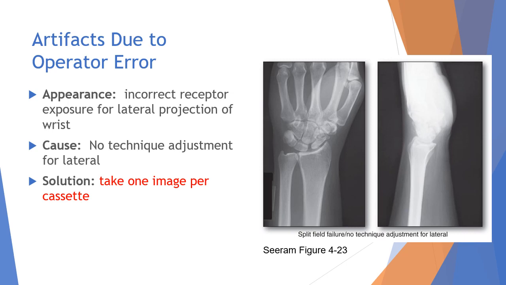The incorrect receptor exposure for lateral projection of the wrist. So the PA projection was performed correctly, but they used one imaging cassette to perform both images. The technique wasn't changed for the lateral. So one correction could be to correct your exposure, your technique, but number 2 is to take one image per cassette.